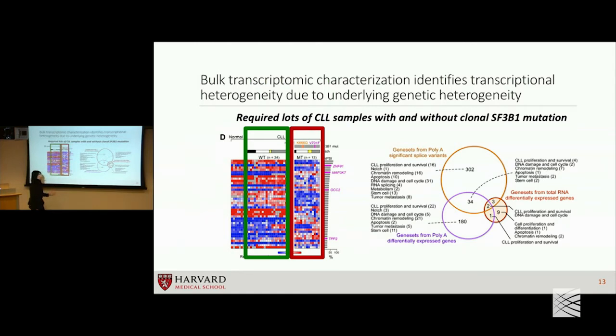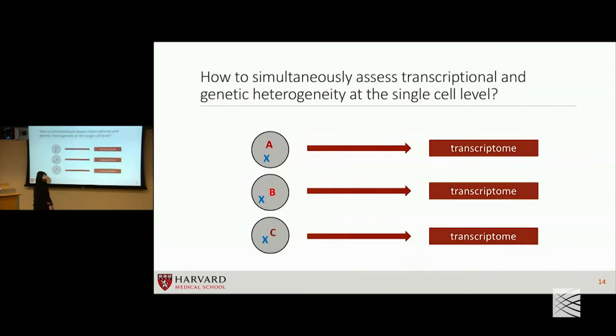If we were to take a single cell approach, let's consider if we had a sample with a subclonal SF3B1 mutation. Ideally, we would like to be able to see lots of single cells with the SF3B1 mutation and lots of single cells from the same tumor without the SF3B1 mutation, and do a similar comparison on the transcriptional level between the cells with and without the mutation within the same tumor subclone, or within the same tumor. But of course, that requires simultaneous assessment of transcriptome and genetics from the same single cells.